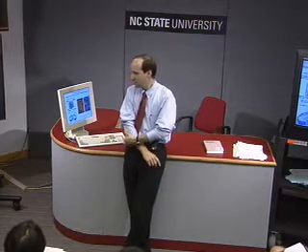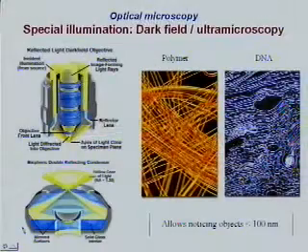Now, you have chosen your very good objective. The next thing that you have to think about is illumination. The simplest illumination is, of course, when the light goes directly through the sample. But you have noticed that in many cases, this just leads to blinding bright field and you don't see much, especially when you have colloidal particles, biological cells, and so on. You don't see much.